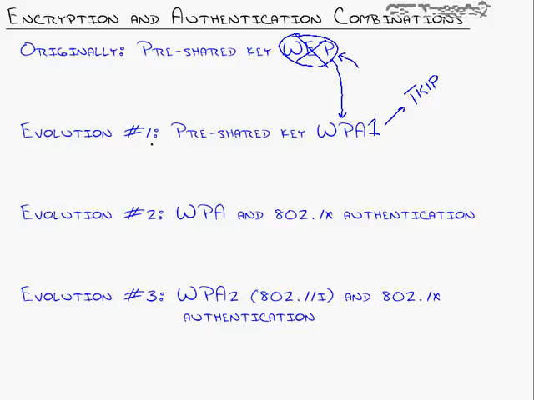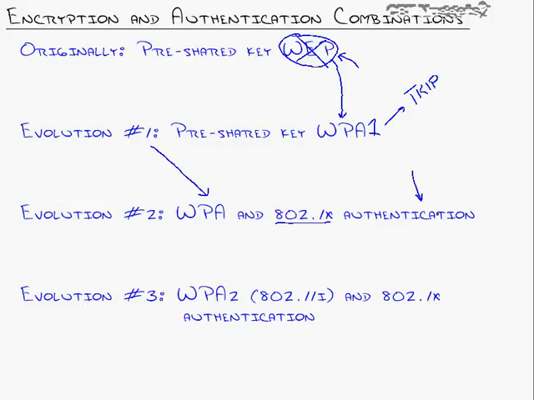So quickly, right after that came out, evolution number two happened, which was WPA and 802.1x authentication. Now, I know I'm just throwing a lot of terms out there, and that's all this is meant to be, a high-level overview of where this went. But 802.1x is a standard for authenticating who you are, meaning a username and password or a certificate, just like I was talking about before.